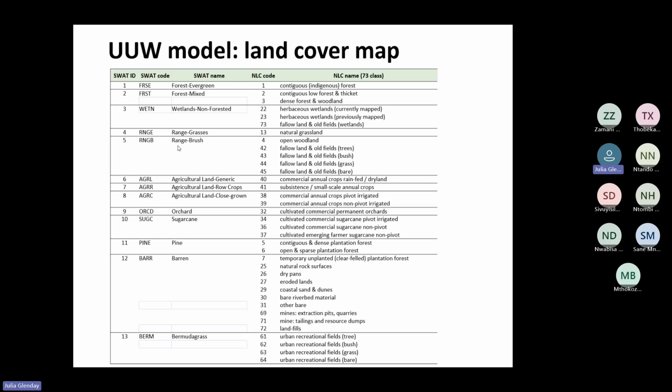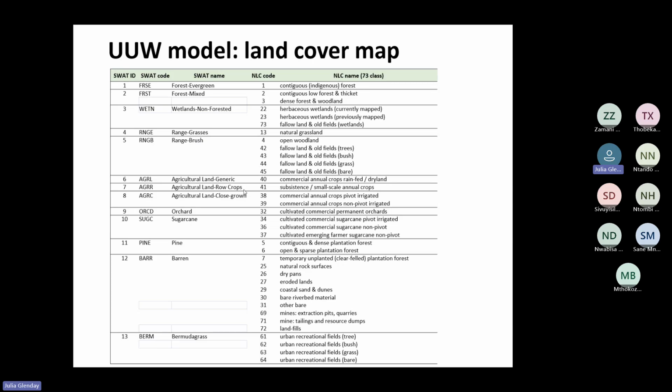Then there's this range brush, which includes fallow land and old fields and then open woodlands, because looking at those, some of these classes you can see are quite similar when you start turning the aerial photography on and lumping those. There's very little cover of this fallow class there. My agricultural land generic is the commercial rain-fed crops, dryland crops, so non-irrigated. And then my row crops are subsistence annual crops, and then close grown.